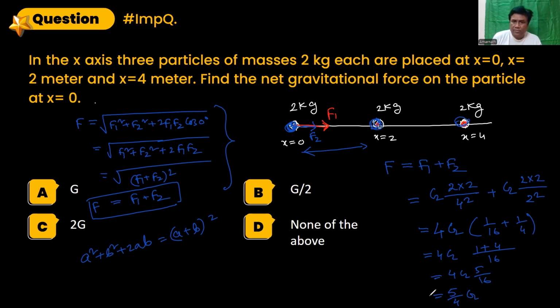So it will be the net force. Check the calculation part once more. 4 fours are 16. So A is wrong, B is wrong, C is wrong. So D is correct. Good. This will be the answer. This will be the force on x equal to 0.